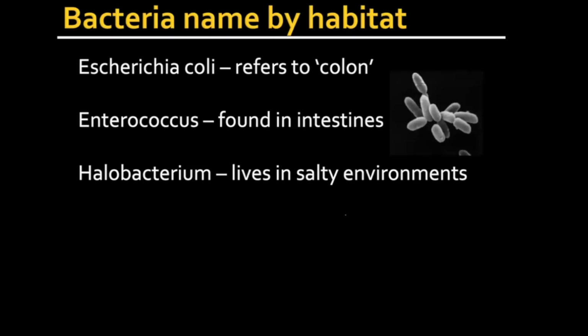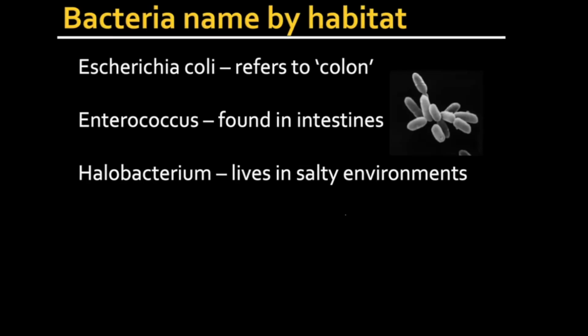You can also name bacteria by its habitat. So Escherichia coli, otherwise known as E. coli. The coli refers to colon, and that's where it lives. E. coli is not a big deal. We have to have it in our colon, but the problem is when it's in our food. So in ground beef, if they grind it up and they get some of the colon contents into your ground beef, then you could get E. coli. It'll make you really sick. Enterococcus is found in intestines.